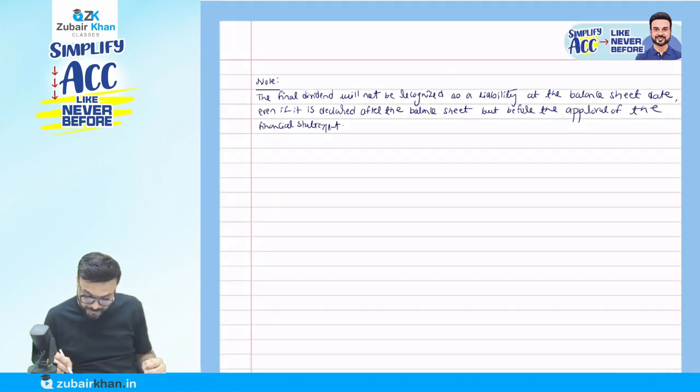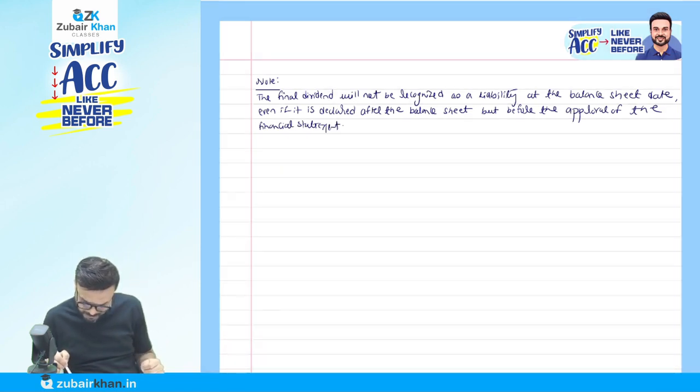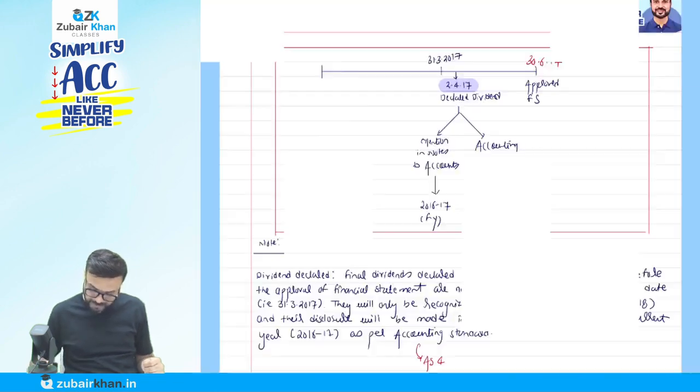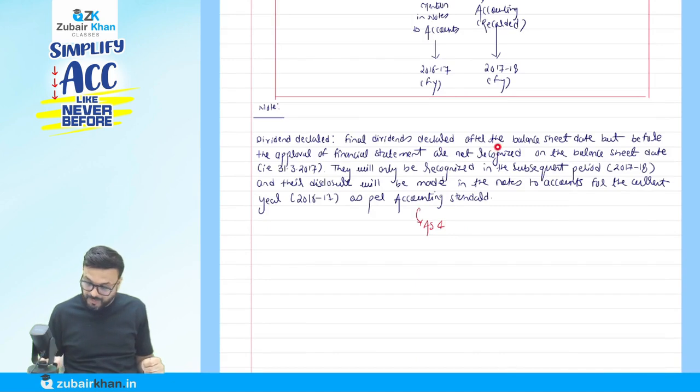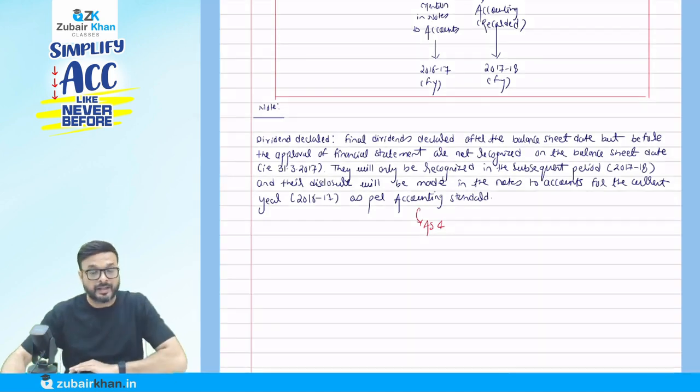Write down this. Do you remember this? We discussed this adjustment. I think it came earlier. Yes or no? Oh, yes. Remember to write this. Dividend declared after the balance sheet date, but before the approval, is not recognized on the balance sheet date. Same thing I'm writing here.